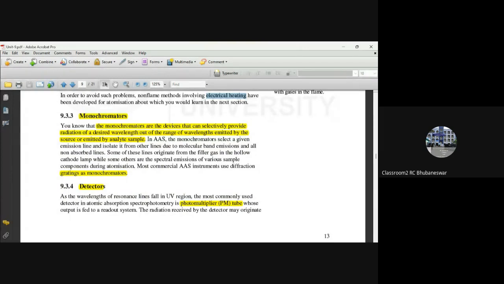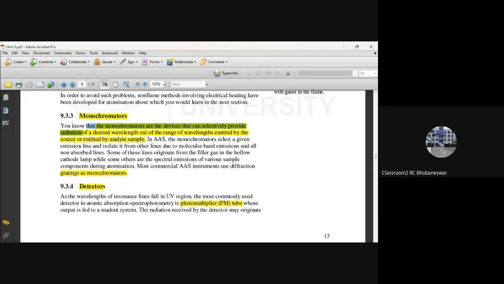But then the monochromator comes into the picture, which we already know from our previous chapters. Monochromators are devices that can selectively provide radiation. In spectroscopy, these two words, selective and sensitive, you will be using again and again, in order to increase the sensitivity and get a better signal-to-noise ratio. You have to tune the spectroscopic methods in various ways.